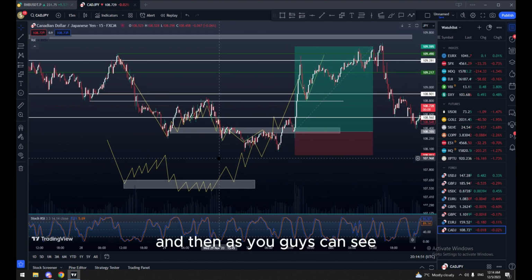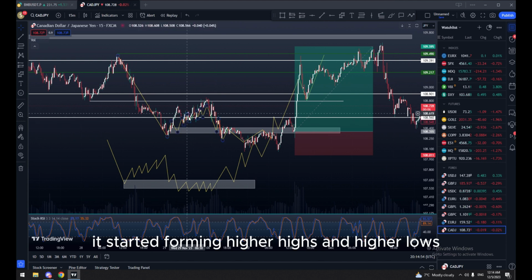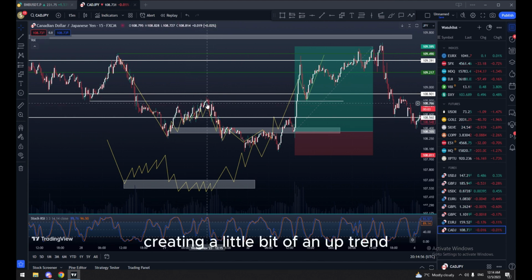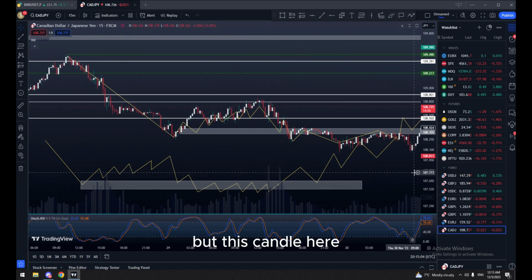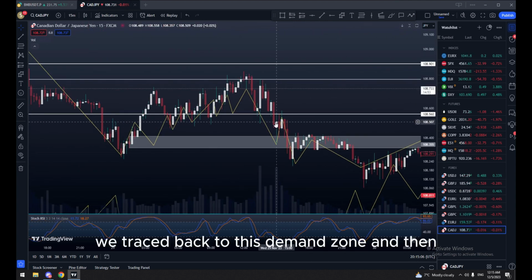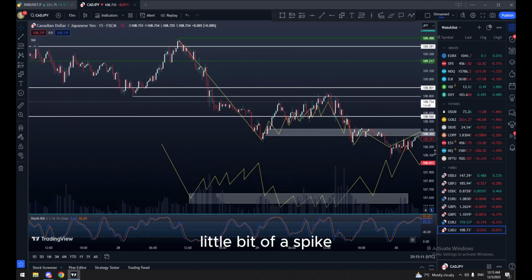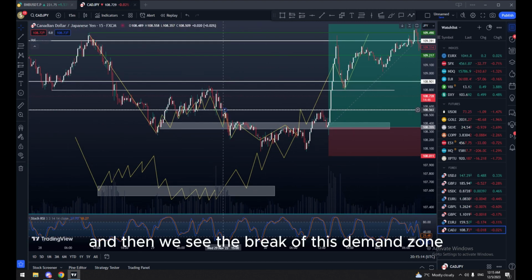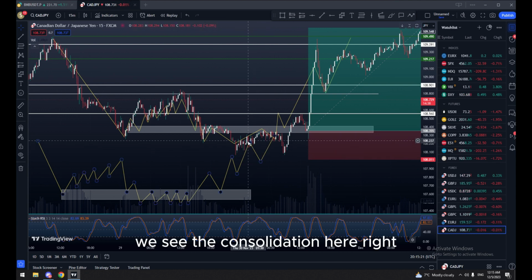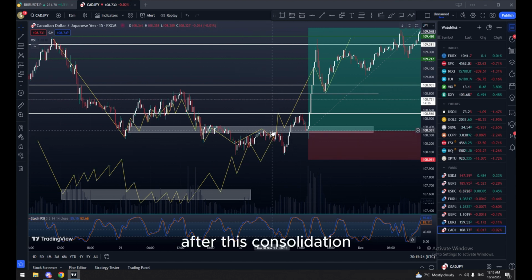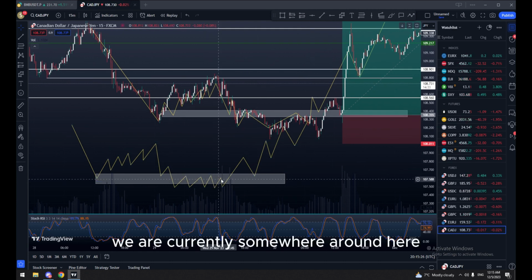And then, as you guys can see, it started forming higher highs and higher lows, creating a little bit of an uptrend, and then we need to see a plummet, which you got right here. A little bit of rejection, you may not see, but this candle here retraced back to this demand zone and then got rejected. A little bit of a spike, and then we see the break of this demand zone. After this break, we see the consolidation here, right? After this consolidation, we are currently somewhere around here.